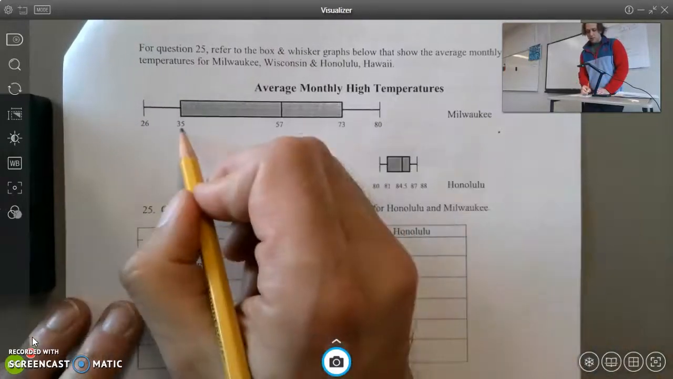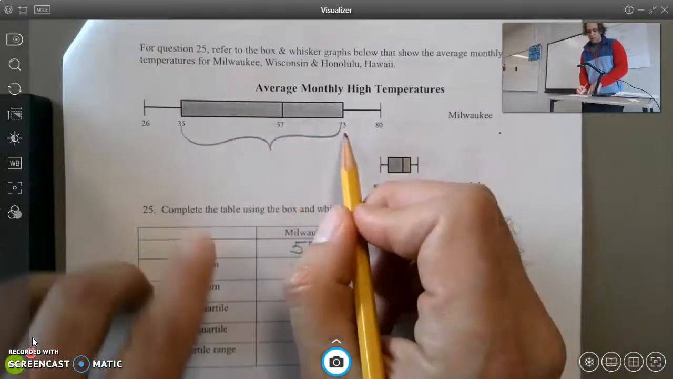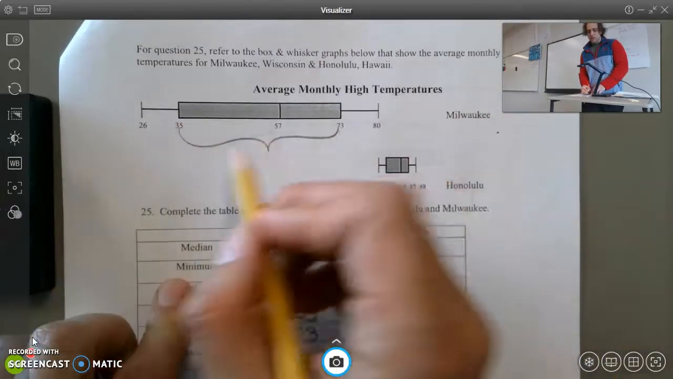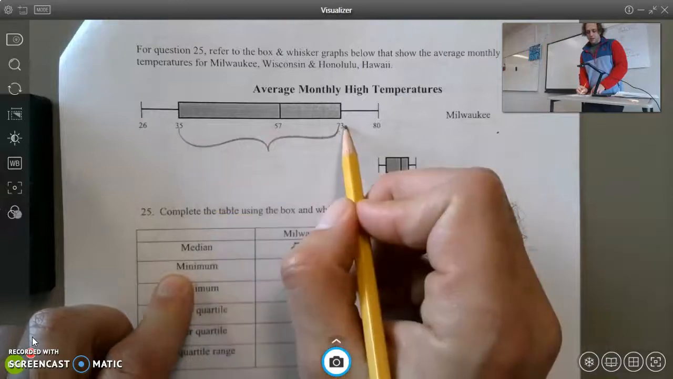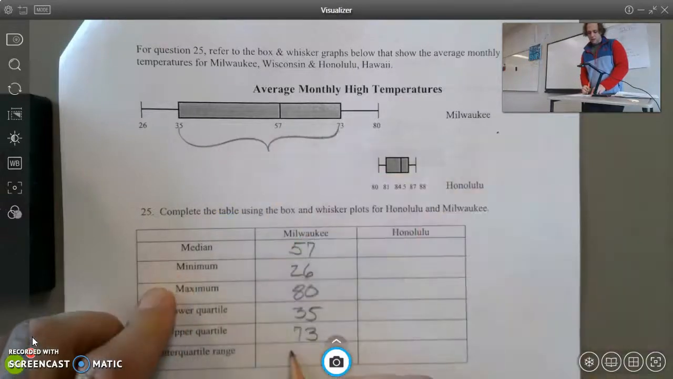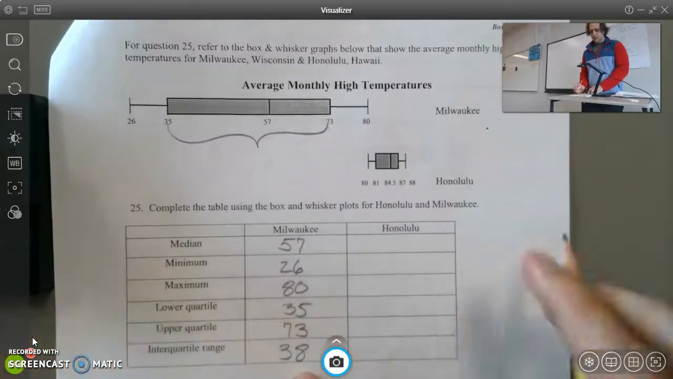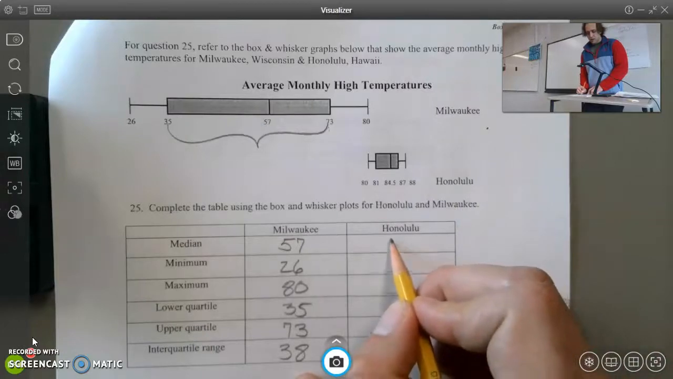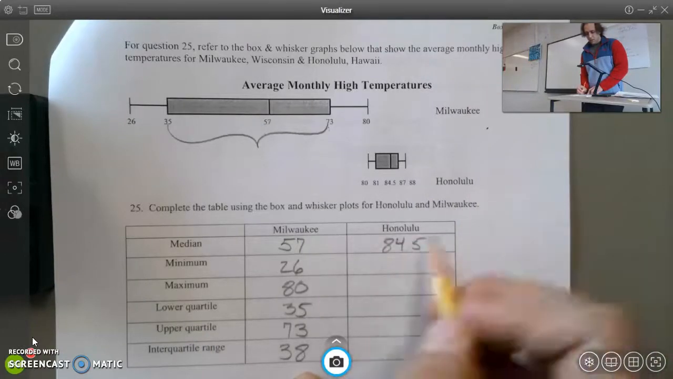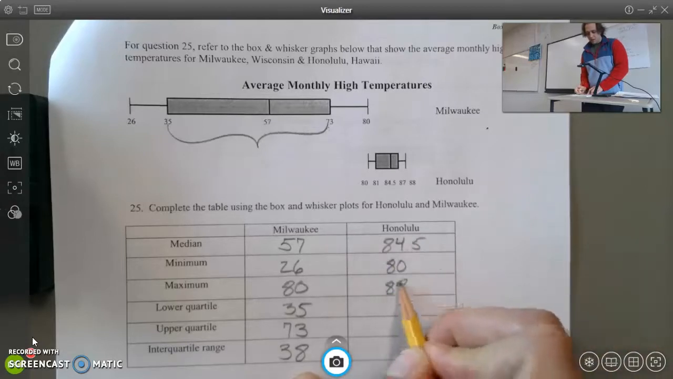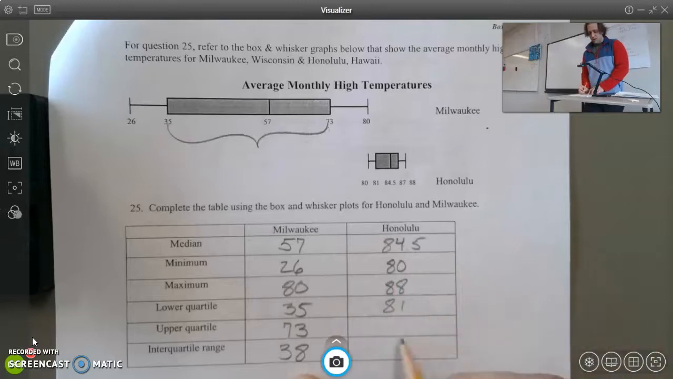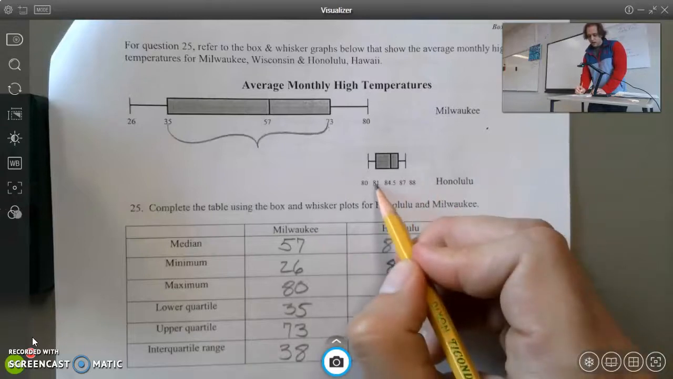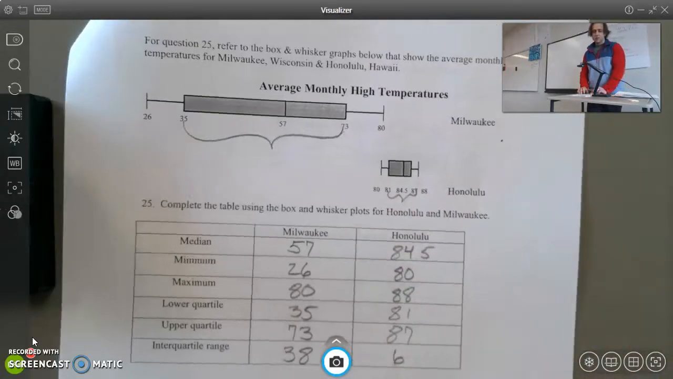And the interquartile range is the distance between the quartiles. What is the range between the lower quartile and the upper quartile? And that would be 73 minus 35, 38. All right, now let's check out Honolulu. Watch how much different it is in Honolulu. The median, 84.5. The minimum, 80. The maximum, 88. The lower quartile, 81. The upper quartile, 87. The range, 81 to 87, that's just 6 degrees for the interquartile range.